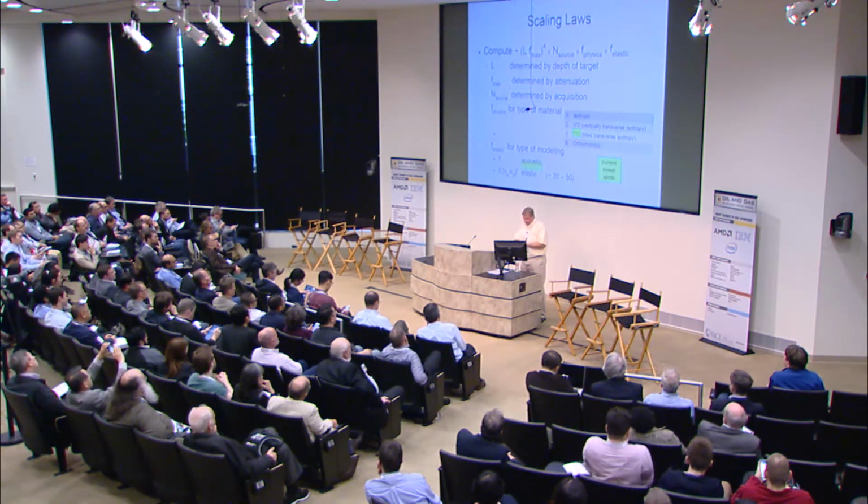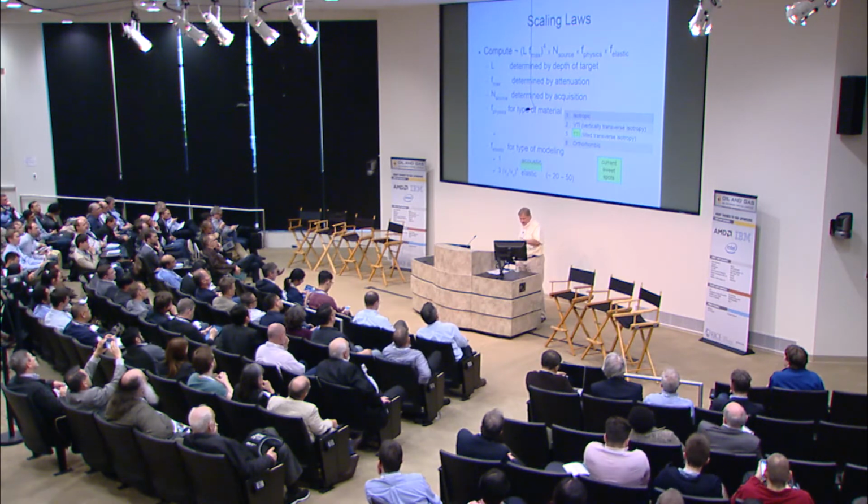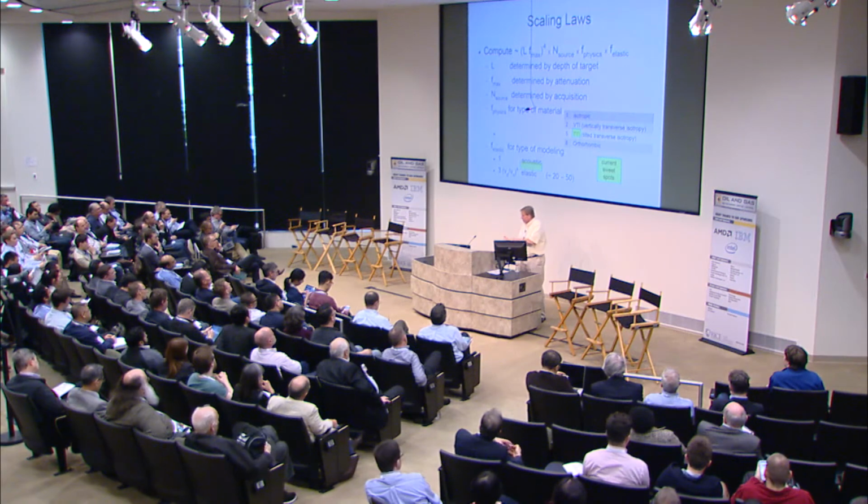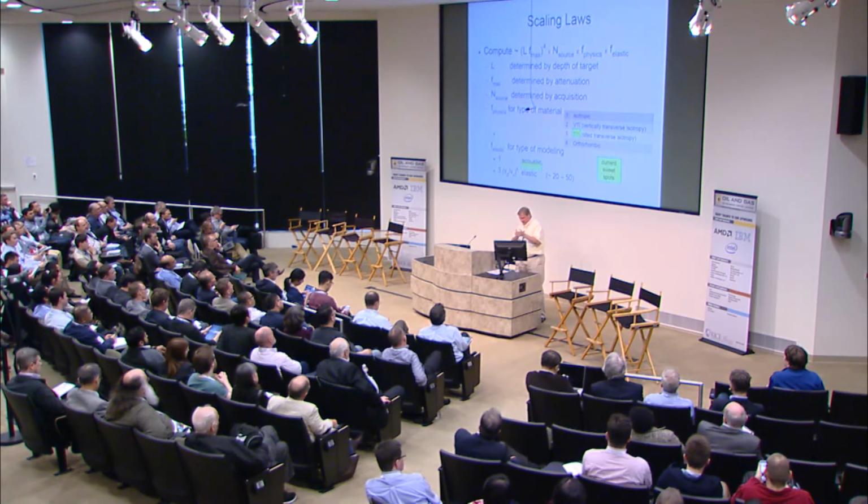Then another factor that shows up in the problem is the level of complexity of the material you are using. The material could be isotropic. The industry over the past decade or so has gone from isotropic to VTI to TTI. And TTI right now is about the sweet spot. That's what most of our models are built out of, tilted transverse isotropy medium.